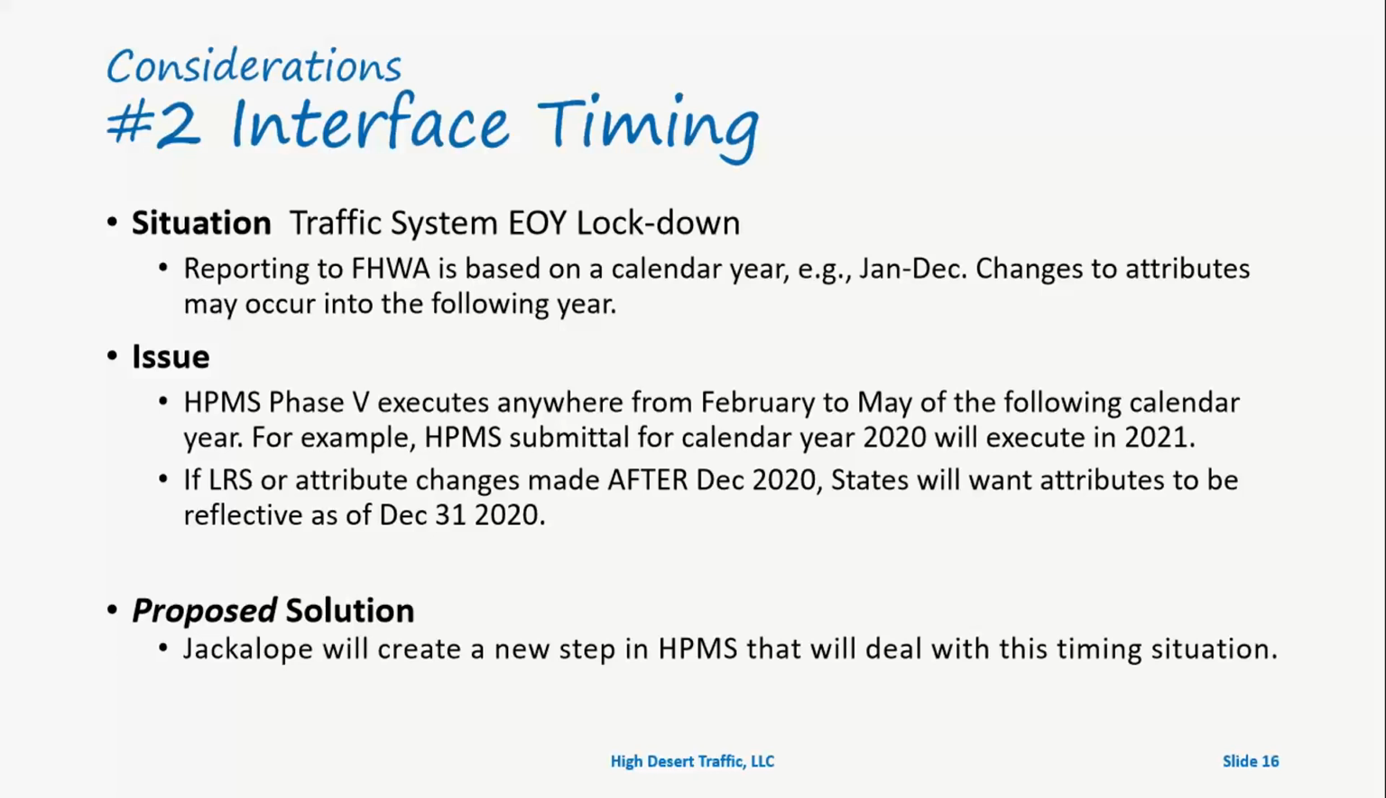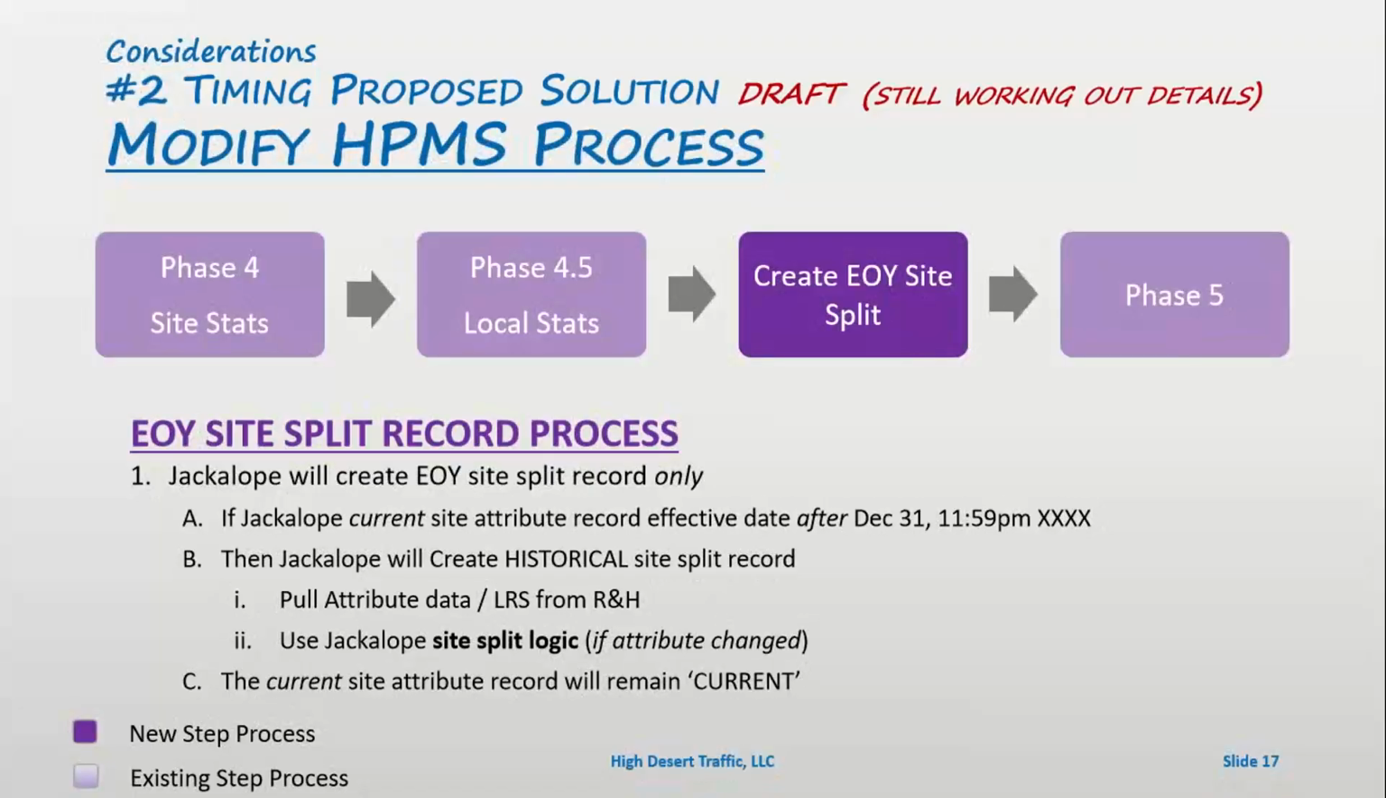So, Drew, if you can go to the next slide. The idea is we would create a new phase of annual, and the place we put it, which is 4.5, is pretty arbitrary. You could do this at any point, but the idea is that you would update the Jackalope site table using site splits based on the network status as of a certain date. So the workflow would be, people are doing all their work in roads and highways in 2019.